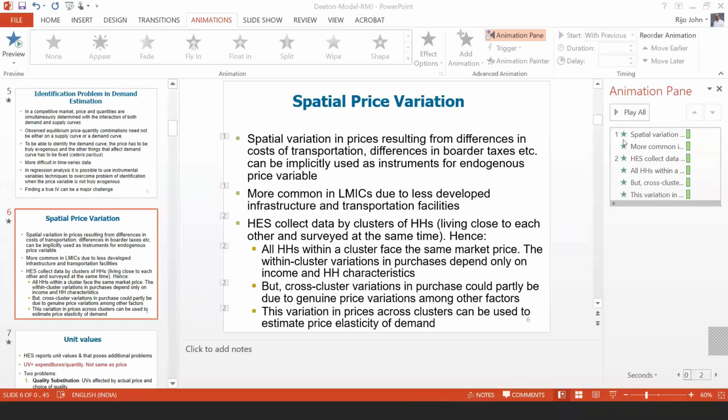Household expenditure surveys collect data by clusters of households living close to each other and surveyed at the same time. This is very typical of all household surveys. There are villages identified, and then every household within a village is usually located in a very close geographical location with a very high proximity between them. So it's quite expected that these households who are living within a cluster or a village usually face the same market prices. So they don't really see much variation within them. So we see that the variation of prices within a village or a cluster is almost absent if you consider households in a household budget survey.